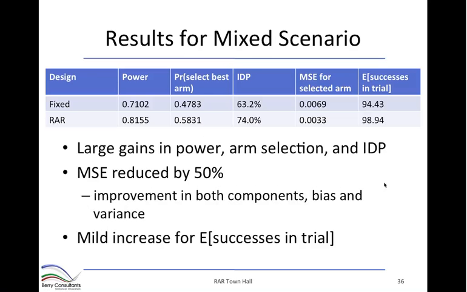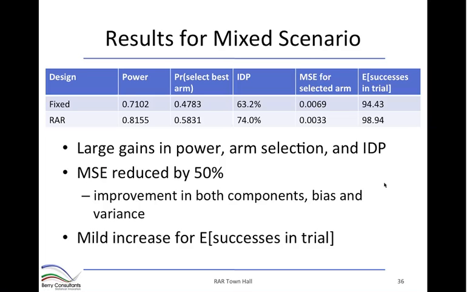So for power, the fixed trial gets 71% power. RAR raises that to 81.5. It's meaningfully better. Well, not large better. Anyway, apologies, it is a lot better. The probability of selecting that best arm goes up. Now remember, arm selection is hard. It's a harder problem than just saying one of the arms works to ask which one is it.